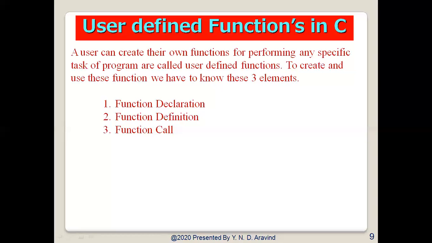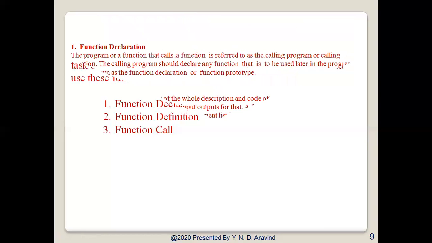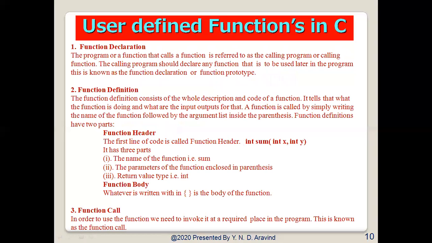Here in user-defined functions, to create a user-defined function, we have three elements: function declaration, function definition, and function call. Function declaration is also called a function prototype. Whenever a function is invoked in another function, it must be declared before use. Such a declaration is known as a function declaration or function prototype. And this function declaration always needs to be above the main function.